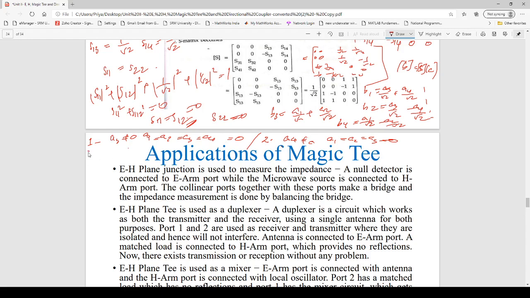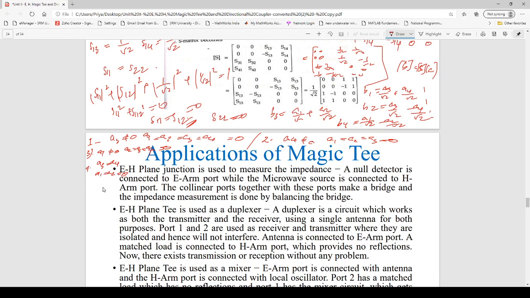For the third case, I can take A1 not equal to 0, and A2 equal to A3 equal to A4 equal to 0. In this condition I will get the isolated ports. In the same way, take another case: A3 equal to A4, and A1 equal to A2 equal to 0. Here this will satisfy the additive property.